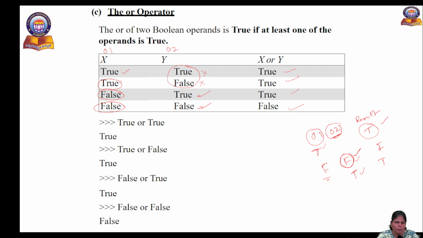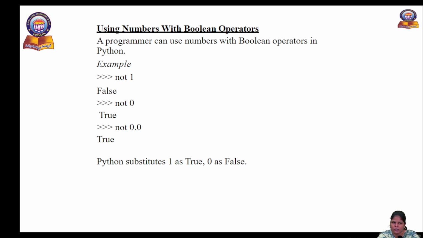So these are the Boolean operators or logical operators. In C, we used to have two ampersand symbols as logical AND, logical OR, and logical NOT. But here, instead of using these symbols, we use the names themselves, like AND, OR, and NOT. So no need of using symbols in Python.